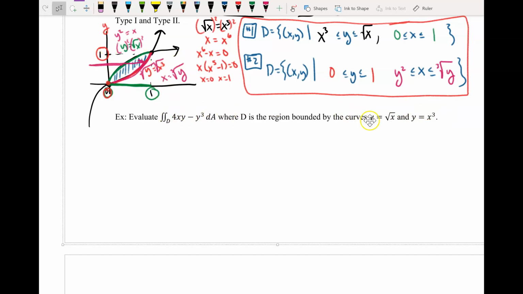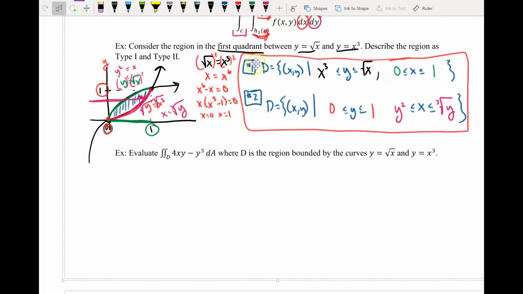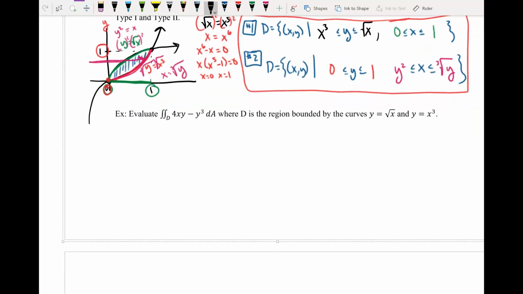Now, luckily for us, since we're looking for the bounded region of square root of x and x cubed, we already did that in the previous example. We even set up both cases. So all we really got to do is just find this volume. So now before I start doing the integration, I do want to show you what exactly is happening geometrically.